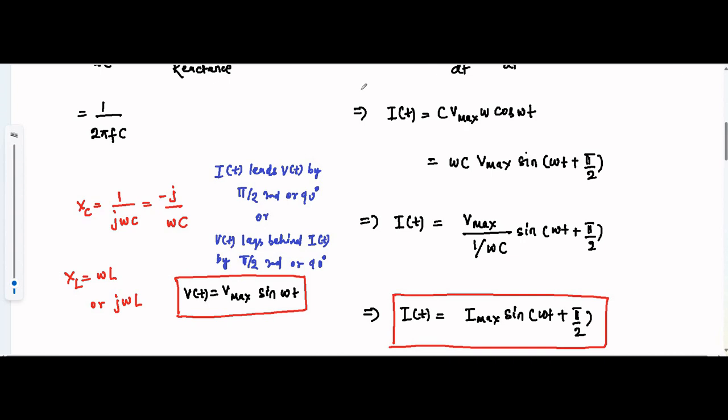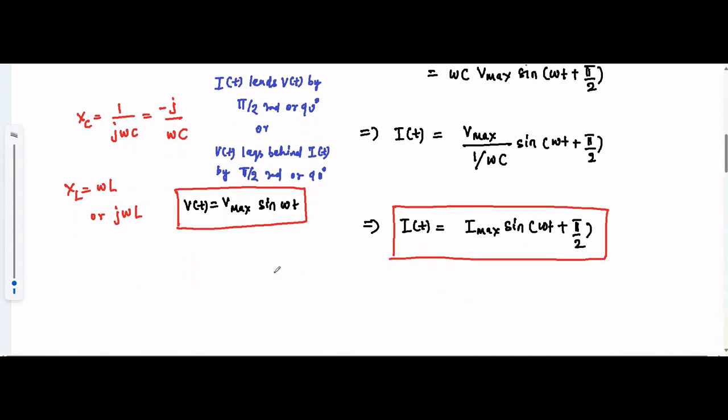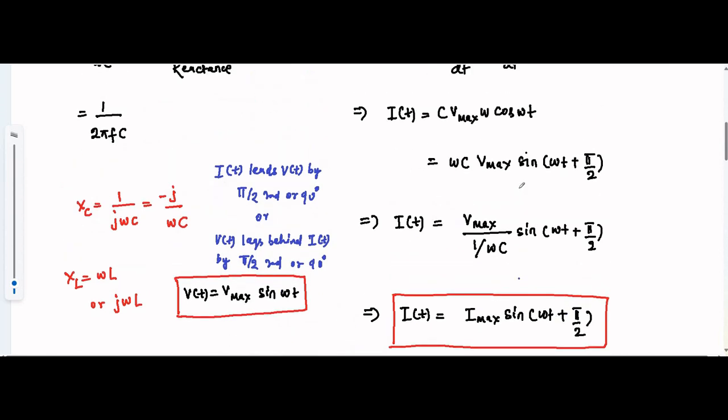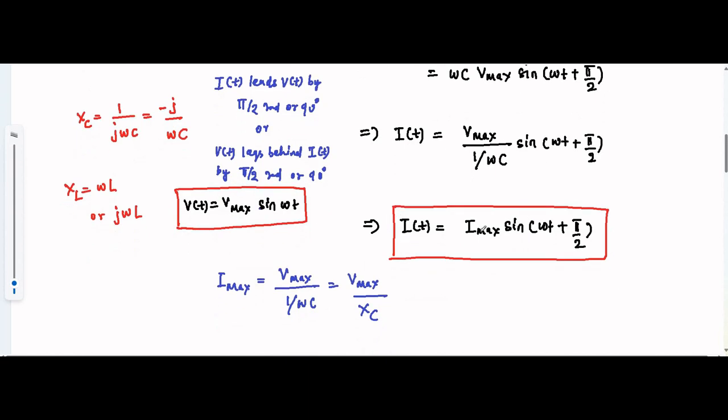And here Imax is equal to Vmax by 1 by omega C, or Vmax by Xc, the capacitive reactance. Okay, so this is the expression of current. So from this expression we see that here current is leading the voltage by pi by 2 radian or 90 degree.